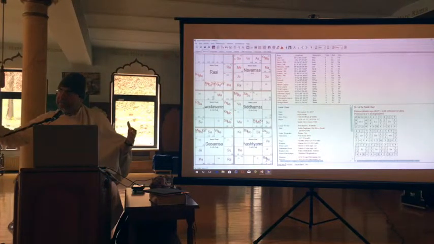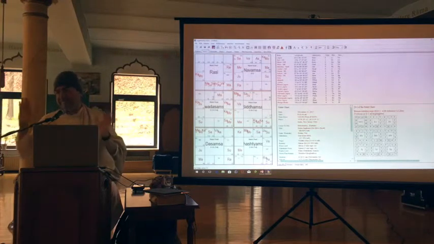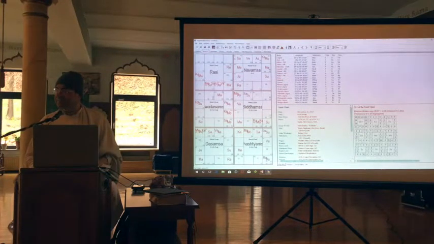Nothing wrong in gathering and celebrating and having kirtan on January 1st. It's always good. Always good, nothing wrong. But it does not have any scientific basis from a Vedic perspective. It does not have any meaning.